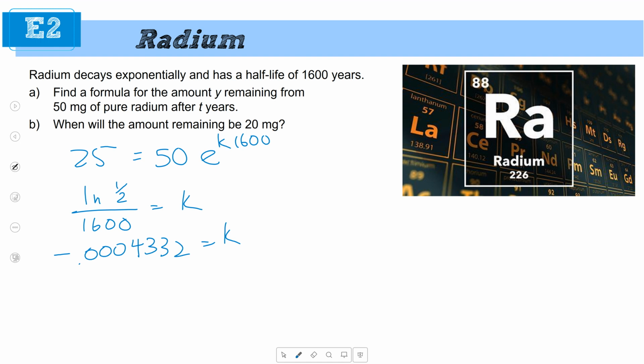That's a really small number because it's taking 1,600 years for that stuff to disappear. And that's also why you want to store that number to get it as accurate as possible.